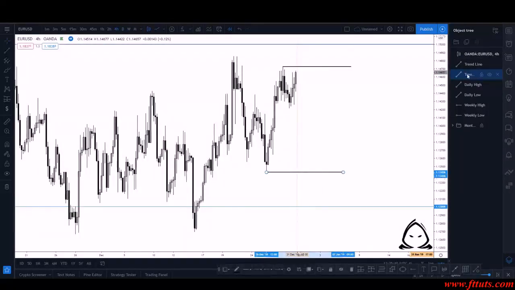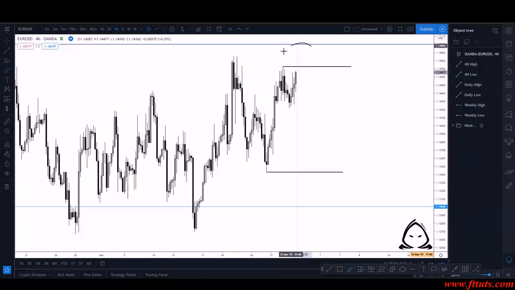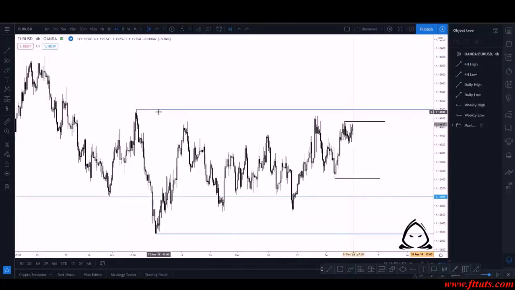So again, we'll just quickly add in a name here just to keep things organized. This is the 4-hour low, and this is the 4-hour high. Perfect. So we can see on the 4 hours now we're starting to make higher highs and higher lows. We're approaching the overall high of the daily.